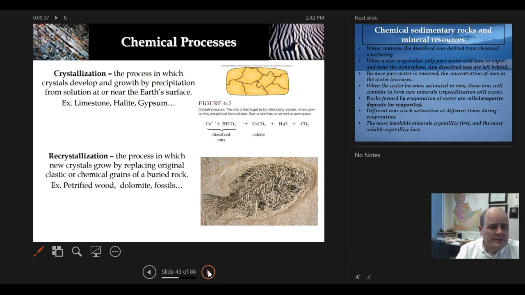Okay, so the last thing that can happen in a chemical rock, as we're going to start talking about chemical rocks a little bit more, we've just kind of focused on clastic rocks prior to this, is through the crystallization process. So as something dissolves and evaporates away, you're going to get something like gypsum or halite to form the rock itself. Or you can always have something that we call recrystallization, where something actually gets recrystallized.